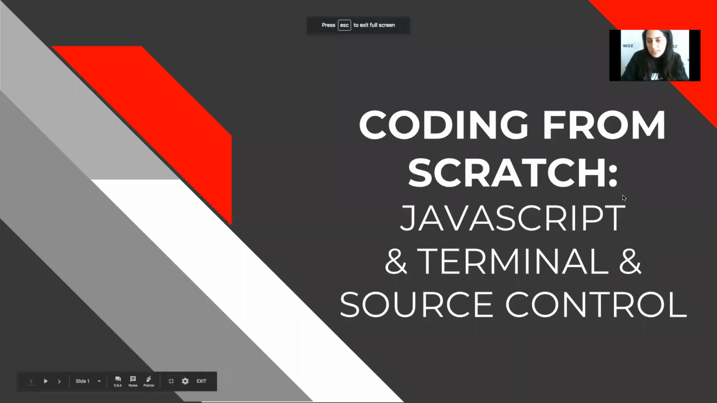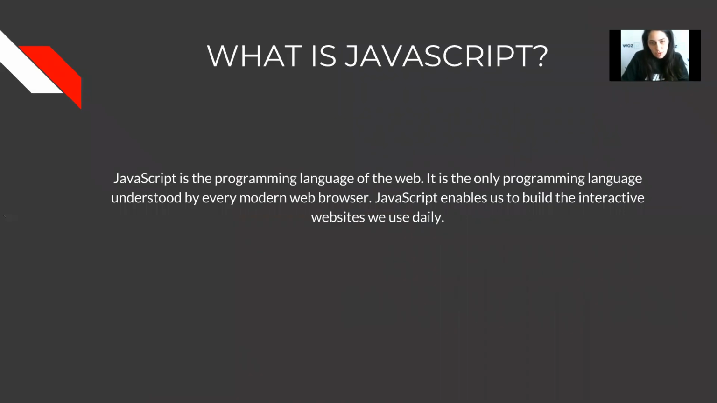All right, so this is Coding from Scratch, JavaScript, terminal, and source control. So what is JavaScript? JavaScript is the programming language of the web. It is the only programming language understood by every single modern web browser. JavaScript enables us to build the interactive websites we use daily. So essentially, JavaScript is like the muscle of any website. It allows that user interaction that we create.